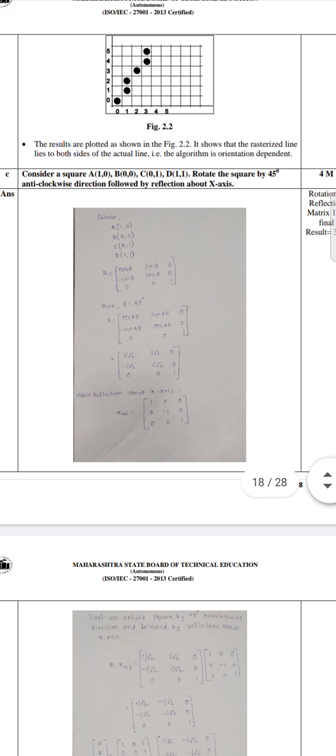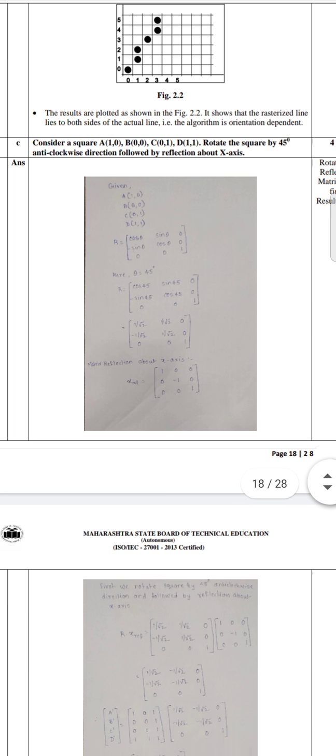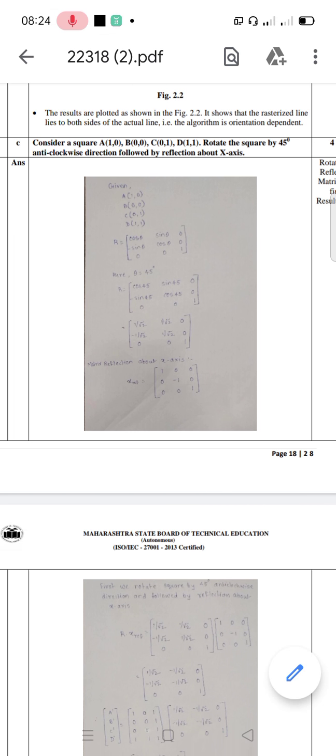This is question number 4C, and the problem is: consider a square with given points. These are the points: point A (1, 0), point B (0, 0), point C (0, 1), and point D (1, 1). So this is a square with the given points. Now you want to rotate this square by 45 degrees in the anti-clockwise direction, followed by reflection about the x-axis.